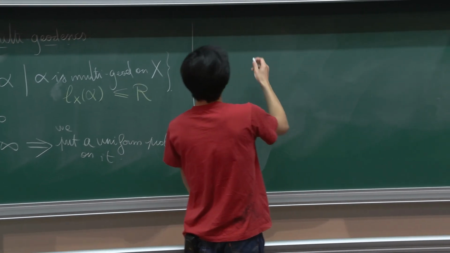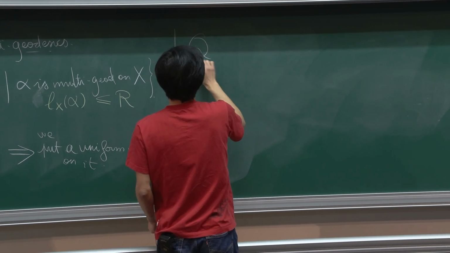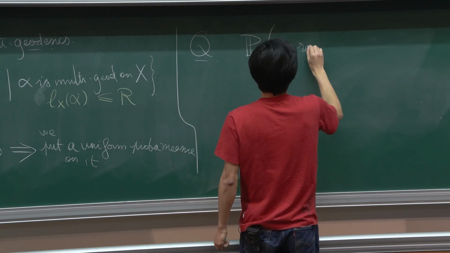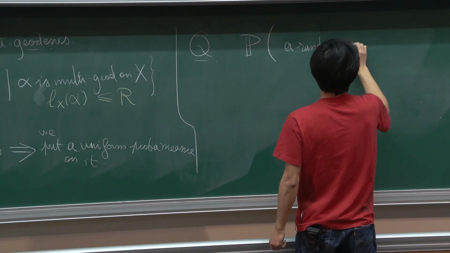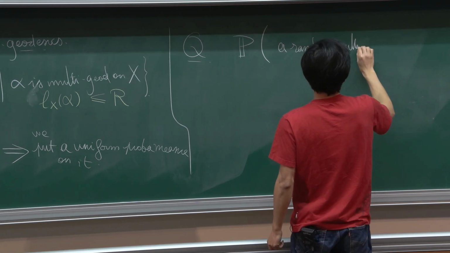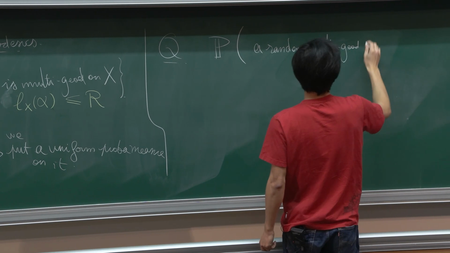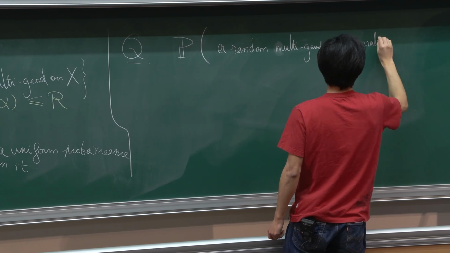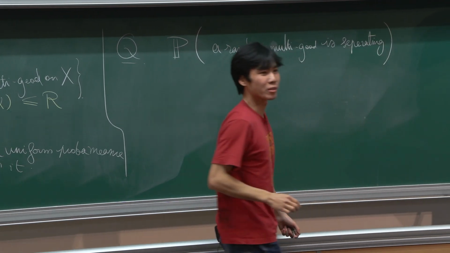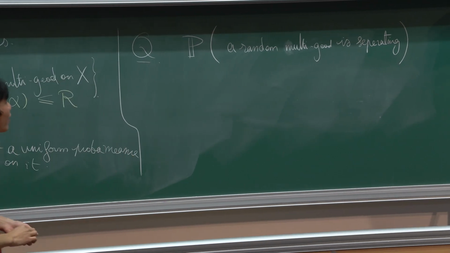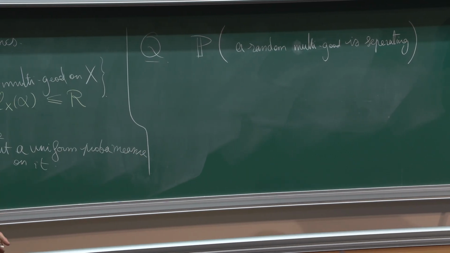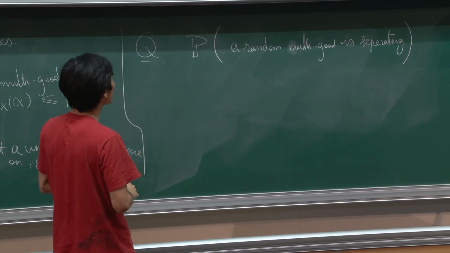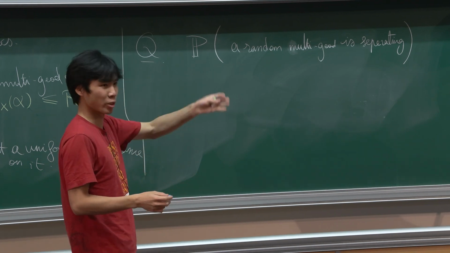difficult. I can ask questions like, what's the probability that a random multi-geodesic is separating? What's the probability of it? In general, this question is hard. It's not easy to answer. But things become much easier if you go to some asymptotic regime.